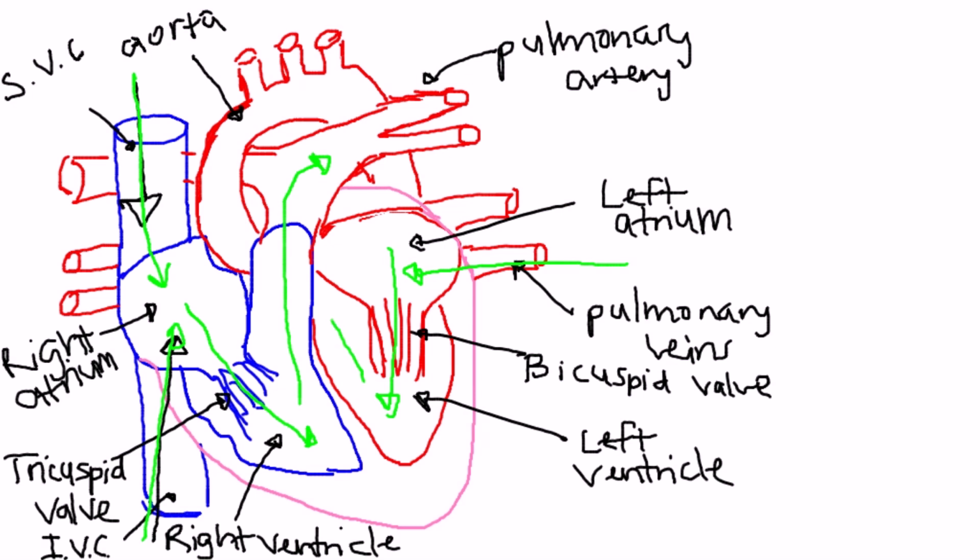And from here, the blood is pushed out through the aorta, which I mentioned was the major artery in the body, and now it travels to the rest of the body. And it's as simple as that.